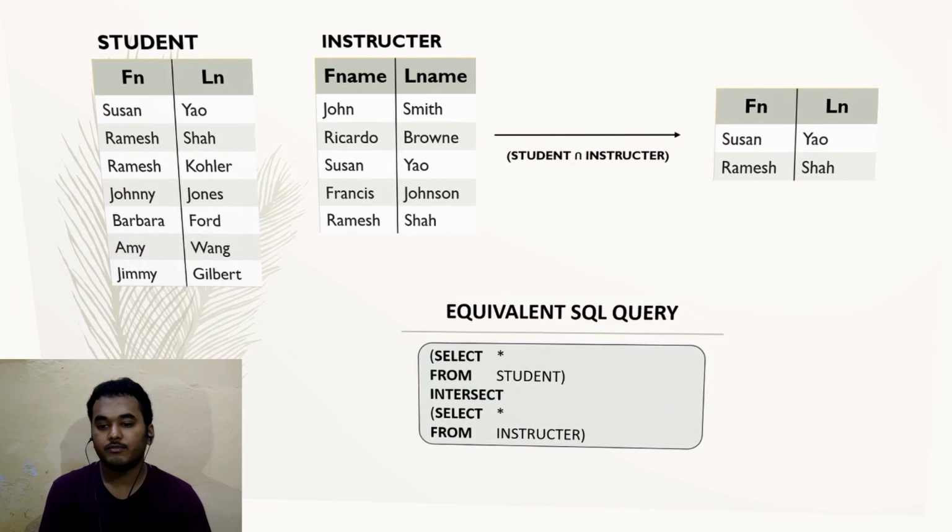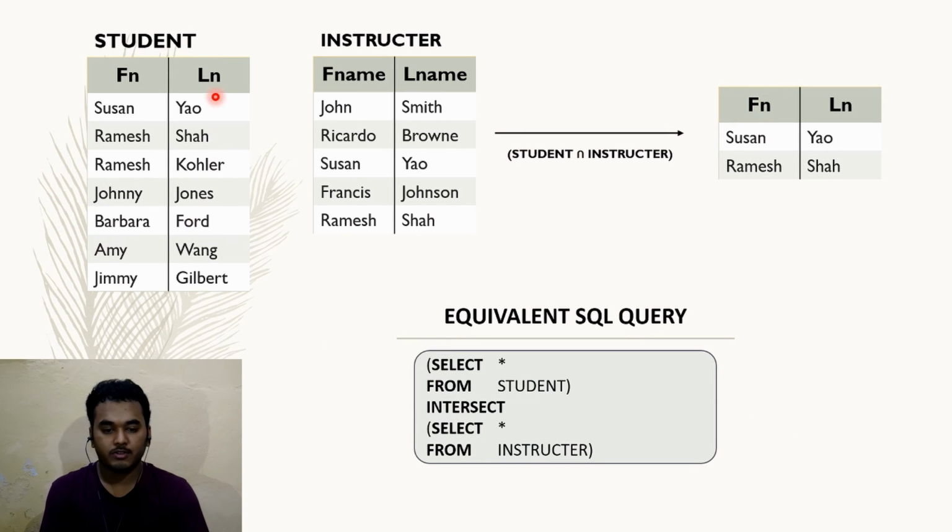Here also we have two relations, student and instructor, and we perform an intersection operation, and in the result you can see that only those two tuples are displayed which are common to both the relations, that is Suzanne Yao and Ramesh Shah. So the equivalent SQL query would be, there's a keyword intersect to perform the intersection operation in SQL between two relations.